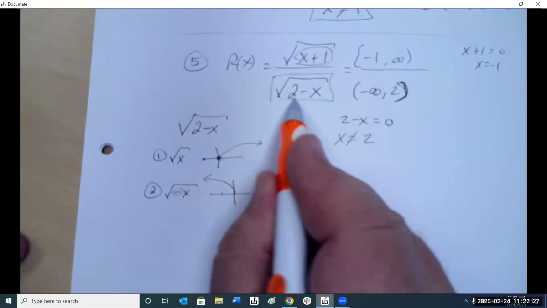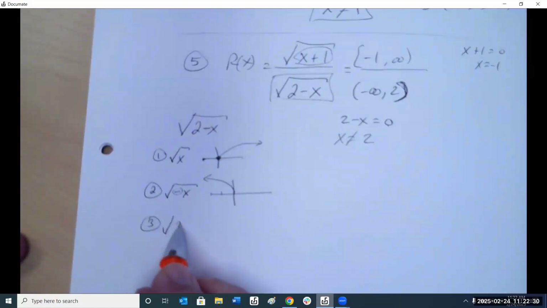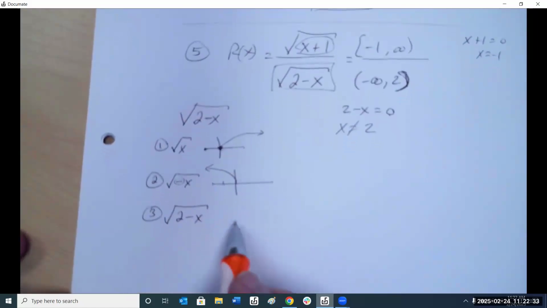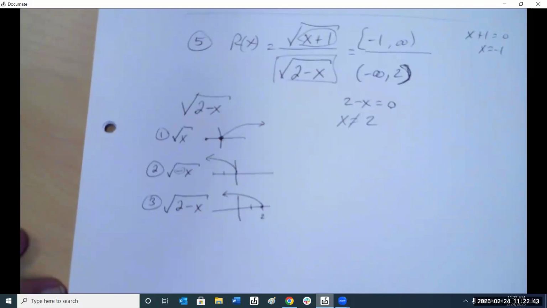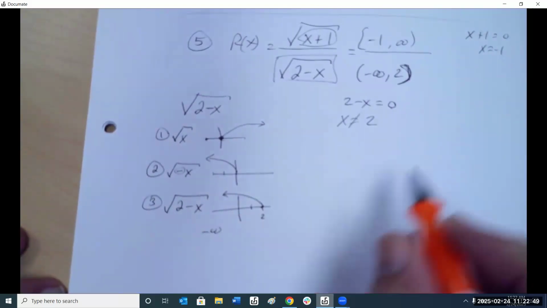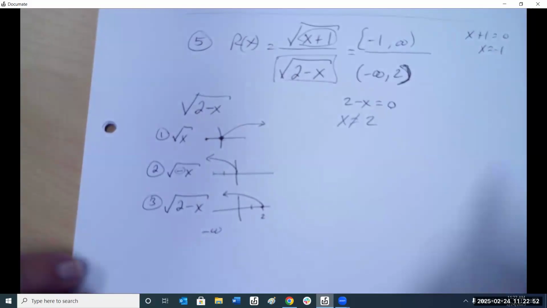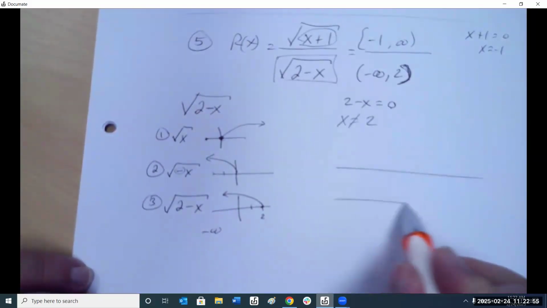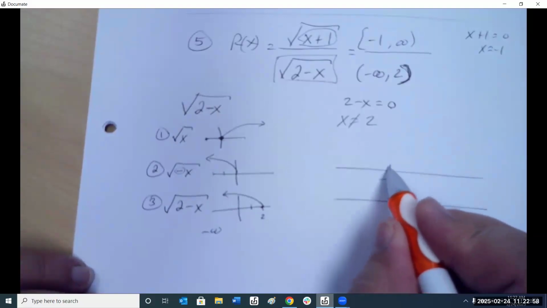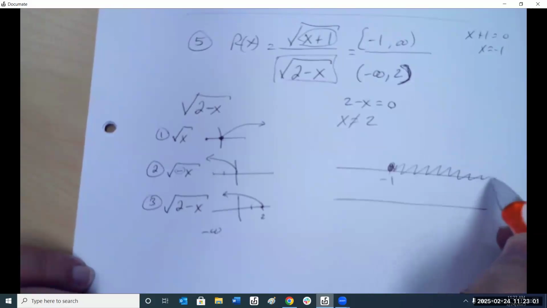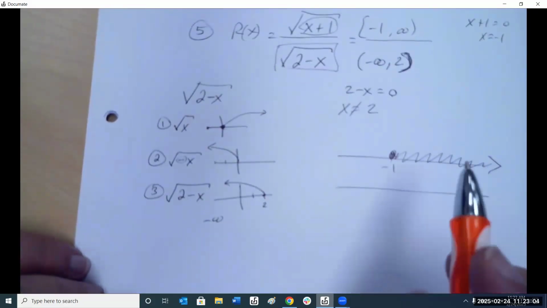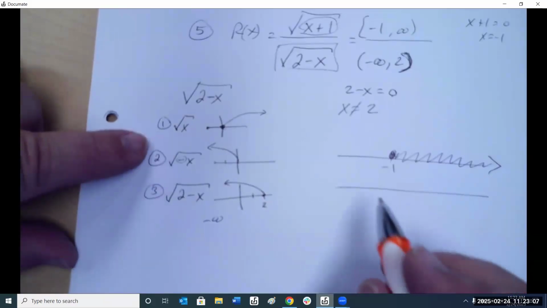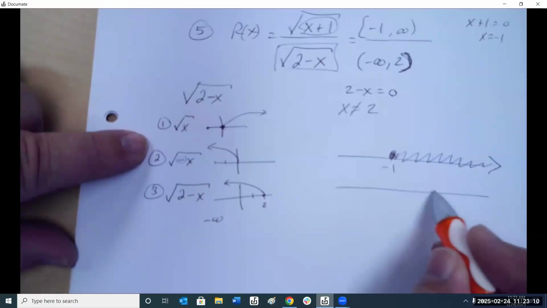So now look at our transformation here. 2 minus x. What this did for us, it moved to the right 2 spaces. And it goes like this. So the bottom is from -infinity to 2. And I cannot use 2, so it's a bracket. So if we look at these two domains, the top goes from -1 to infinity. And the bottom is from -infinity to 2.